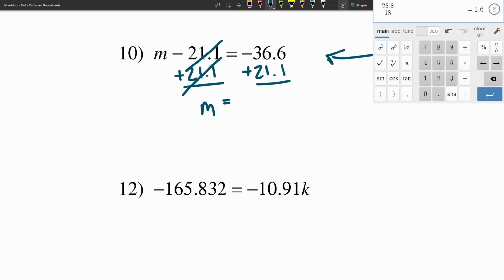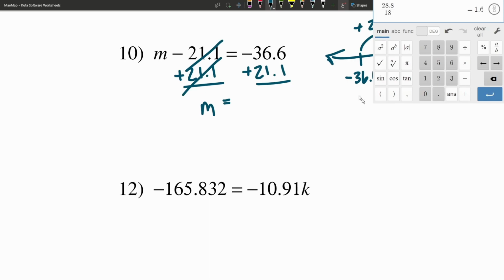Think about that number line. We're going to be getting closer to 0. So starting at negative 36.6, we're going to be adding 21.1 to that number. So adding 21 to a negative 36, we're going to be at a negative 15. But remember, we still have to deal with those decimals. So we're going to do 36.6 minus 21.1, and that's going to give us our negative number.